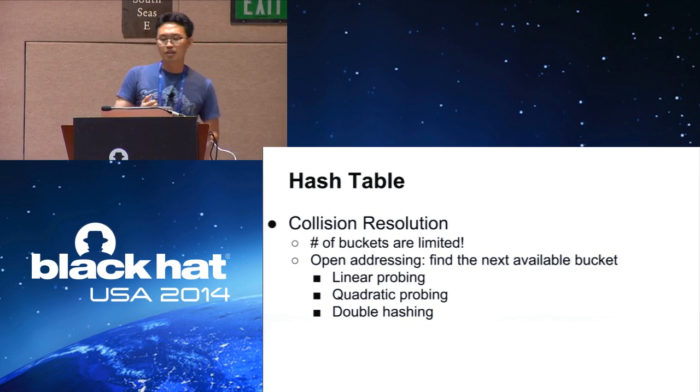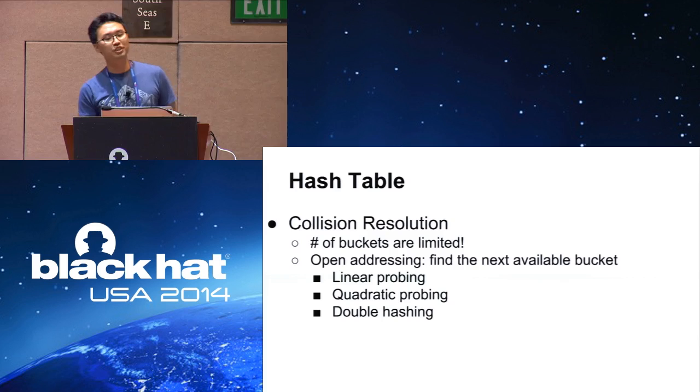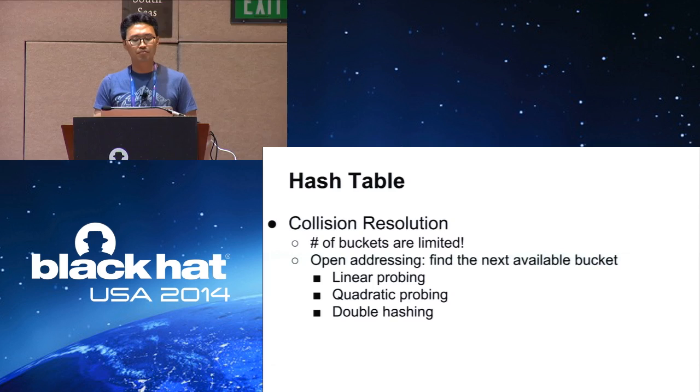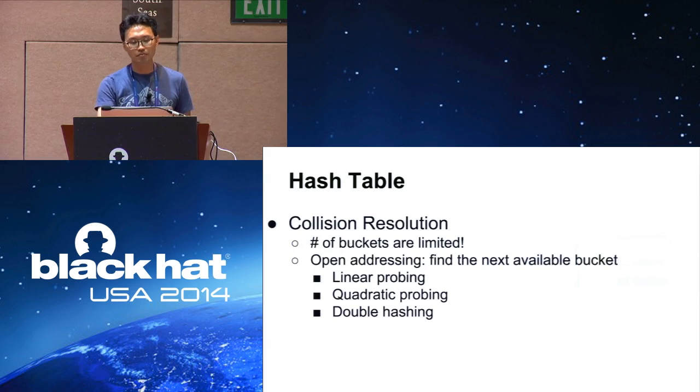It's very, very simple, but here's some problem. Because the array size is pretty limited, there are always collisions. What this collision means is that when you're computing the bucket index, even if the keys are different, the bucket index can be the same because the array size is always limited. So people usually use open addressing to find the next available bucket.